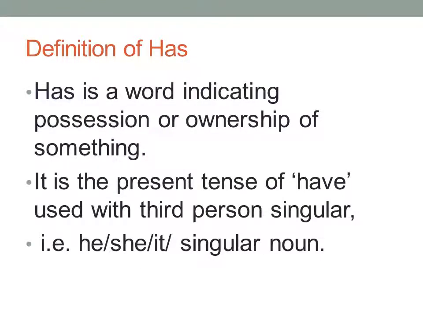The next is definition of has. What is the definition of has? Has is a word indicating possession or ownership of something. It is the present tense of have, used with the third person singular. For example, he, she, it are the pronouns with which we use has. These are the singular pronouns.